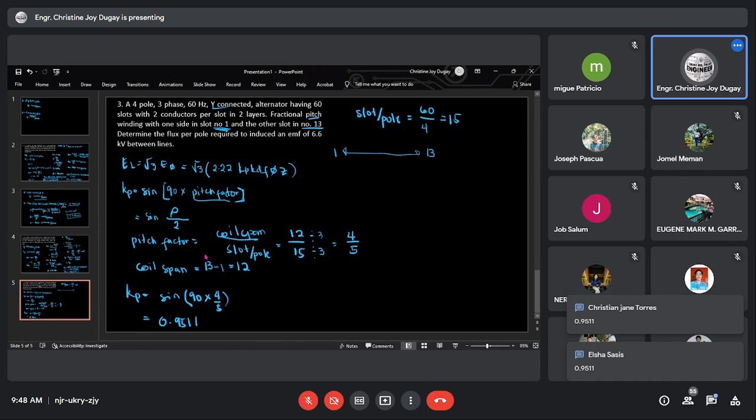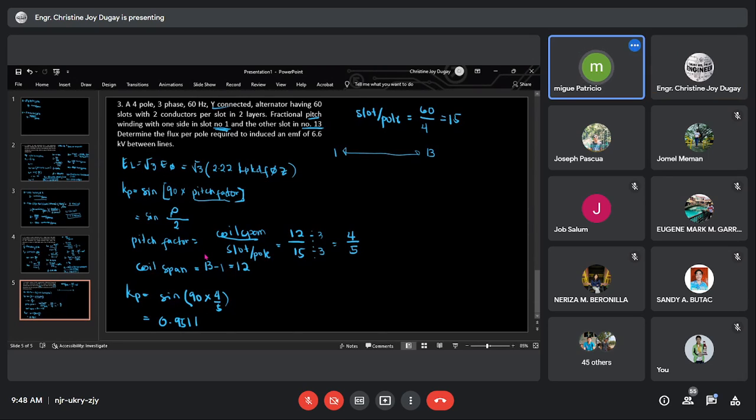So kung paano naman kung gagamitin natin si Rho? Paano natin makuha si Rho? 180 times the pitch factor, ma'am. Yes, so that is, Rho natin is 180 degrees times 4/5. So that is equal to 144. So gagamitin nyo yan. So that is sine of 144 degrees divided by 2.